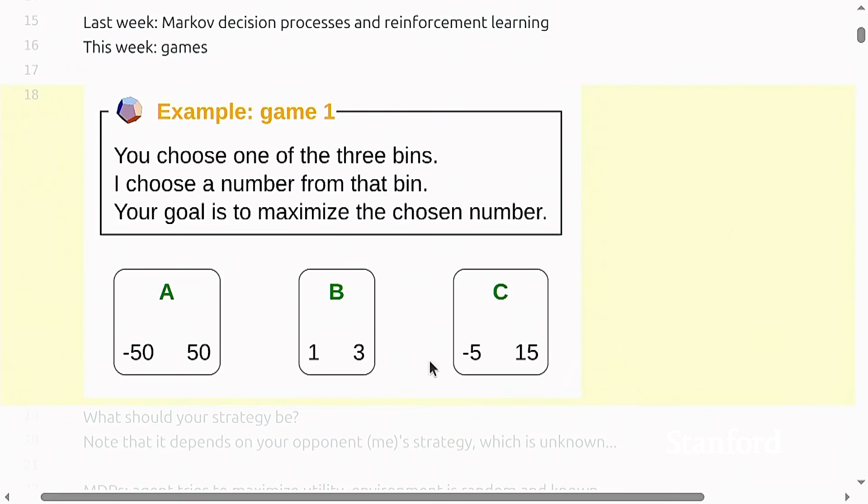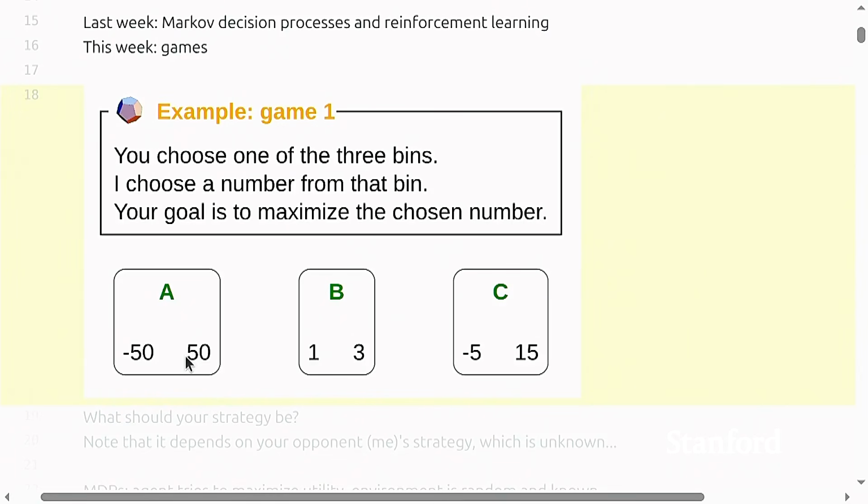Okay, so we're going to play a game. This is called game one, for lack of a better term. So there are three bins here, A, B, and C. You are going to choose one of the three bins, and then I choose a number from that bin, and your goal is to maximize the chosen number. Okay, pretty straightforward.